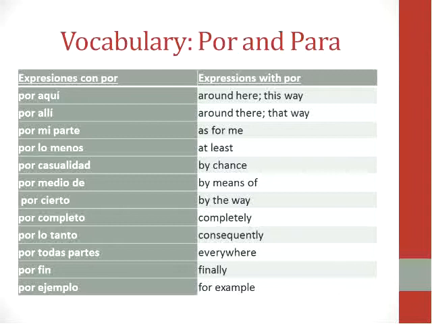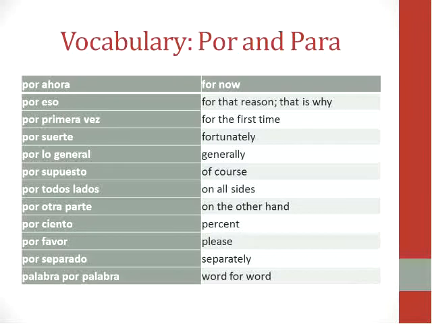Por lo tanto, consequently, or as a result of, this is common also. Por todas partes means everywhere. Por fin, finally. Por ejemplo, for example. You can see the connecting words between the English and Spanish on many occasions, like ejemplo is example. But this combination of words in this particular order is very common as an expression.